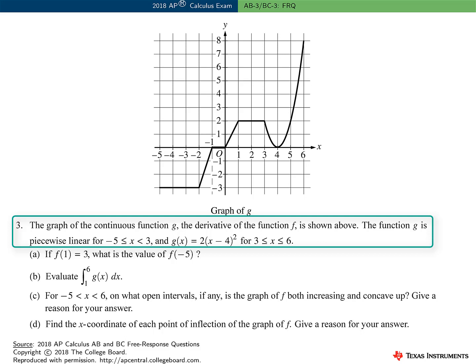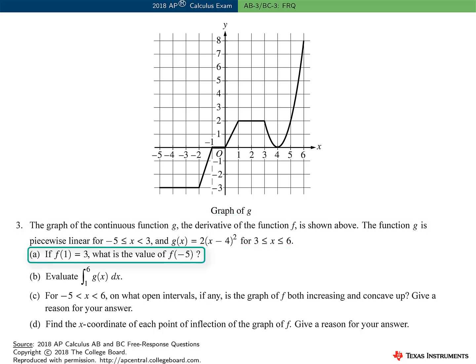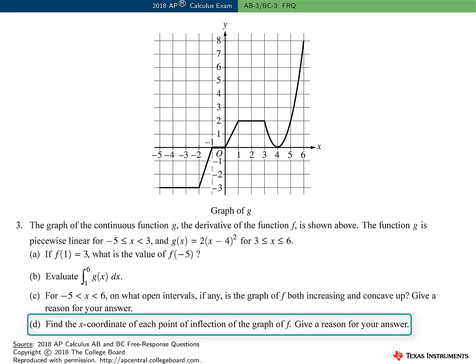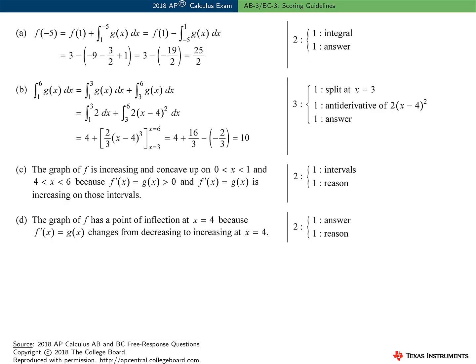This problem involved the graph of a continuous function g, the derivative of the function f. And the graph of g is given. In part A, we're given an initial condition, and we need to find f of minus 5. In part B, we need to evaluate a definite integral. In part C, we are asked to find the open intervals on which the graph of f is both increasing and concave up. And in part D, we need to find the x-coordinate of each point of inflection on the graph of f.